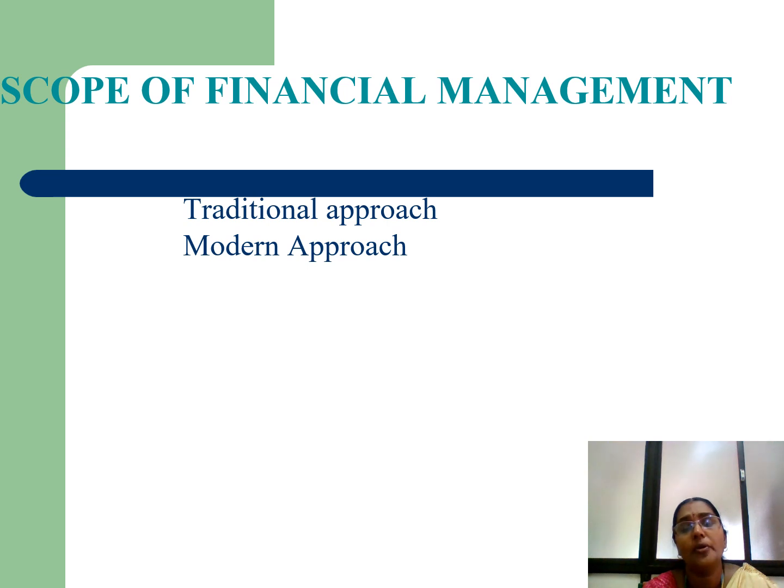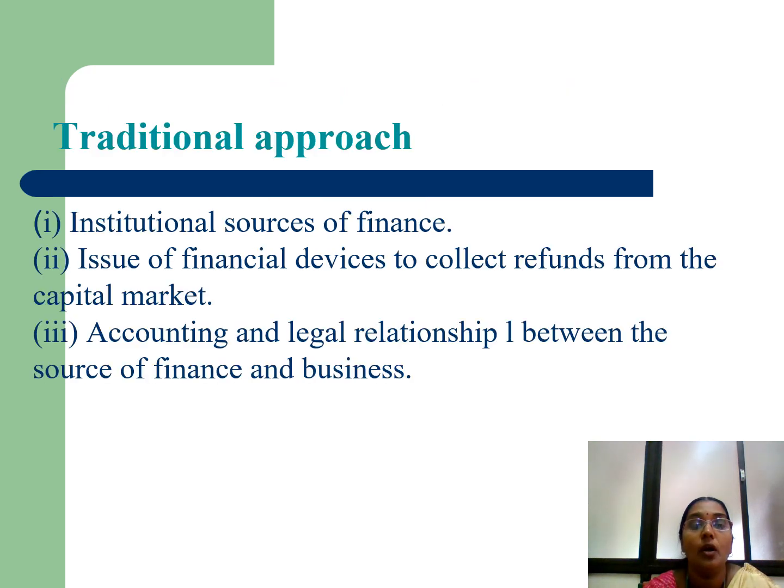The scope of financial management is divided into two: the traditional approach and the modern approach. What do you mean by traditional? It is the olden form of the approach, and modern is the latest. The traditional approach has three parts: first, institutional sources of finance; second, issue of financial devices to collect and refund funds from the capital market; and third, accounting and legal relationship between the sources of finance and business.